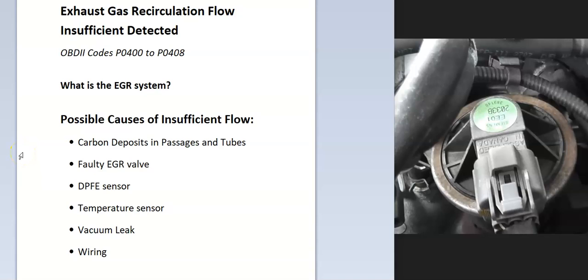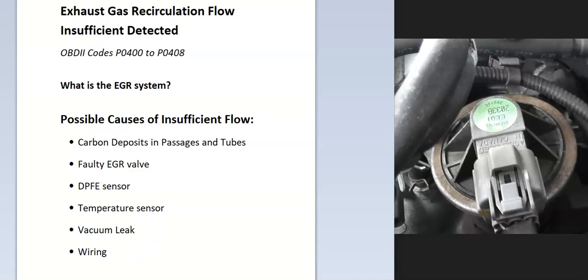And so some of the possible causes for this, well, it could be carbon deposit buildups in the passages or tubes. And that's going to be the most common cause, like 80% of the time, carbon built up inside of the tubes that recirculate the exhaust gases. But it could also be other things. It could also be a faulty EGR valve. It could be a bad sensor. This will depend on the manufacturer. Like Ford's like to use the DPFE sensor, and it could also be a temperature sensor or something along these lines. But mainly there's a sensor inside there for the onboard computer to monitor what's going on. There could be a vacuum leak, and it could be in the wiring.